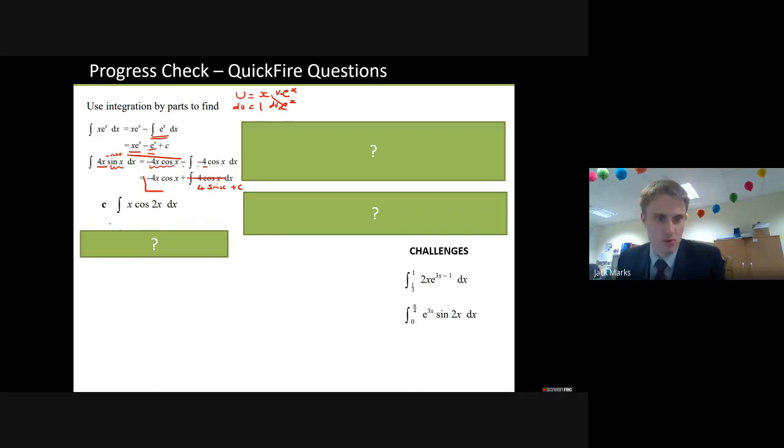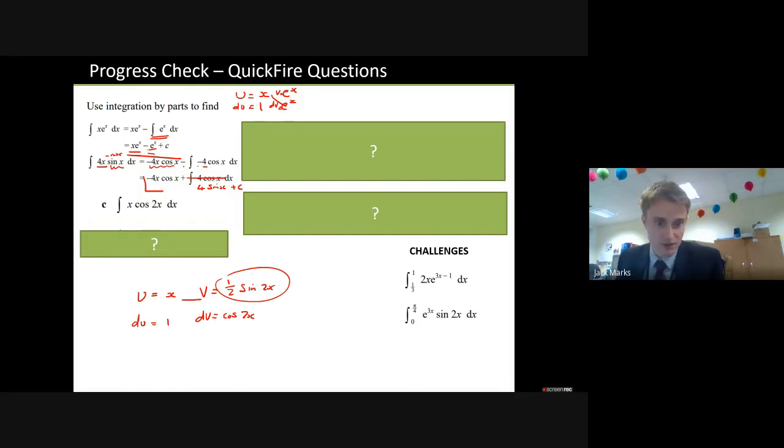Another one, let's just do one more example. So u is equal to x. How do I know that? I'm using the LATE thing in my head, and I'm going algebra comes before trig. dv equals cos 2x. So du is 1. v is sine 2x, but there will be a chain rule, and I have to compensate for that. It should be a half. You need to make sure that you're confident with something like that integration before you continue, because it will be expected.